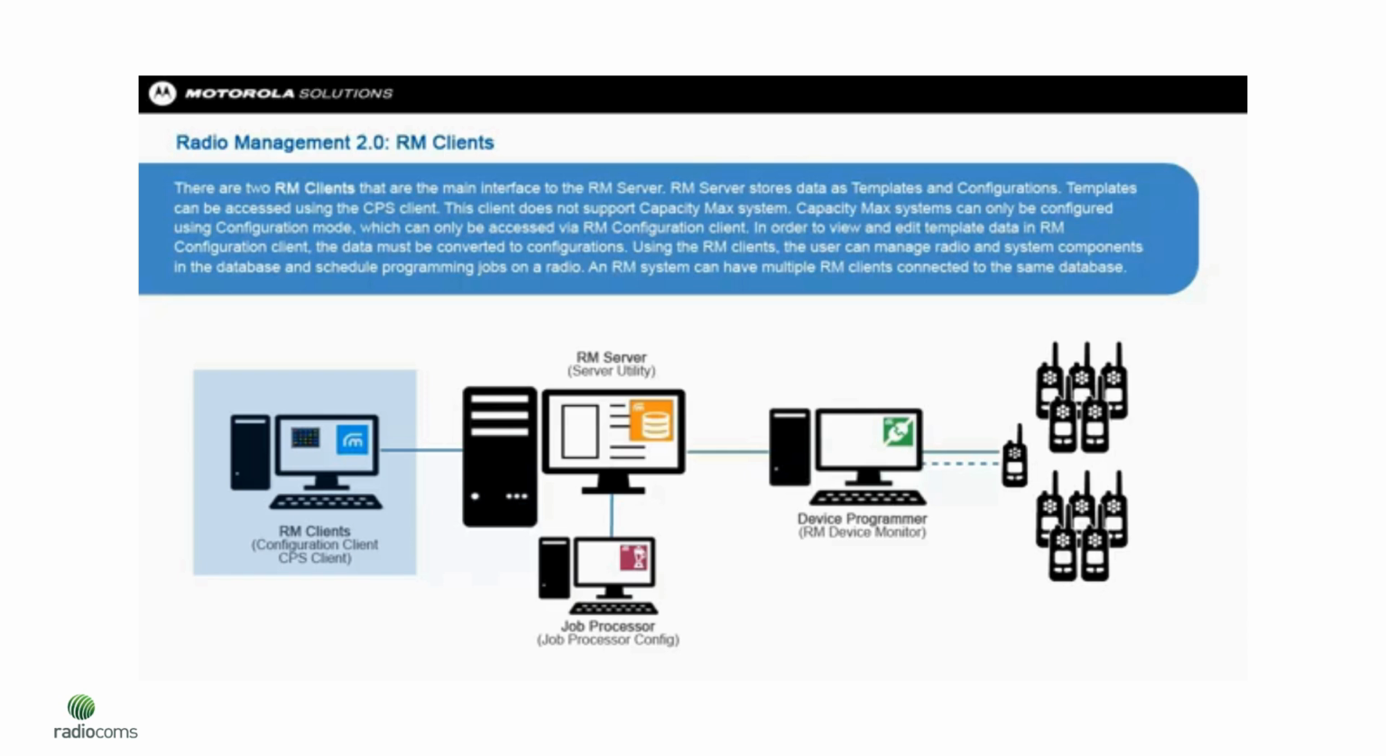Capacity Max systems can only be configured using configuration mode, which can only be accessed via RM configuration client. In order to view and edit template data in RM configuration client, the data must be converted to configurations. Using the RM clients, the user can manage radio and system components in the database and schedule programming jobs on a radio. An RM system can have multiple RM clients connected to the same database.